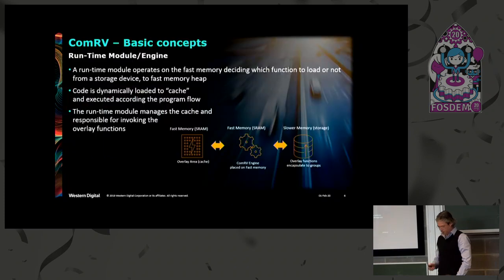Some basic concepts. The basic concept is that there is an engine in the middle of the screen here. This engine is running on the fast memory, and it's responsible to decide what to load and what not to load from the storage device on the right, which is the slow memory. It can be whatever storage you wish. And then it decides what to load into the fast memory, the SRAM. We call it a cache area, or the heap. And this is where the code is running according to the running flow. The main engine workload is to invoke the overlay calls and also to decide what to evict and what to load.